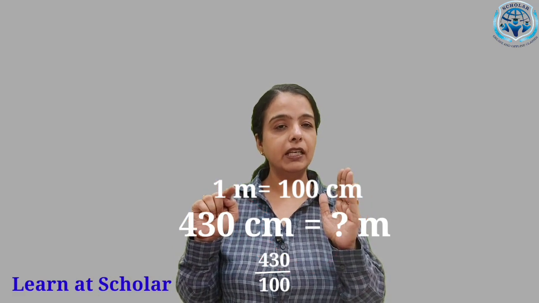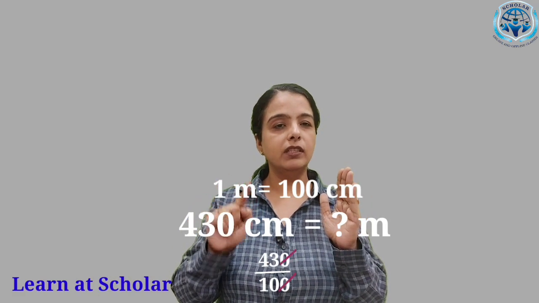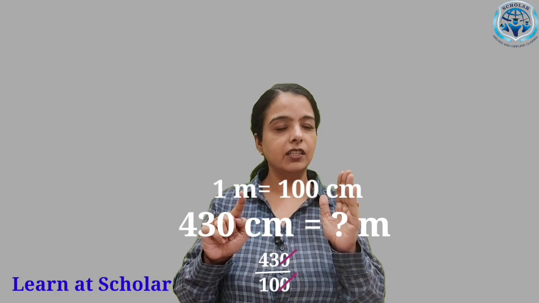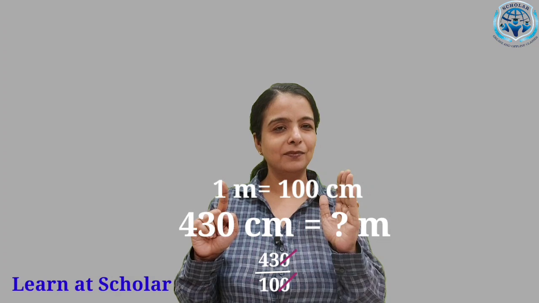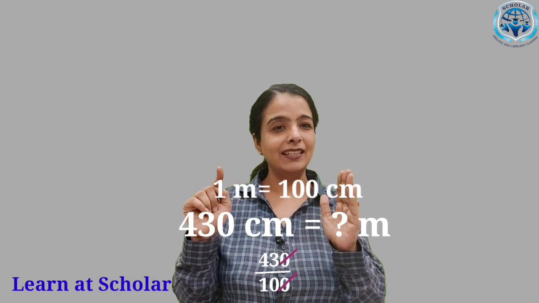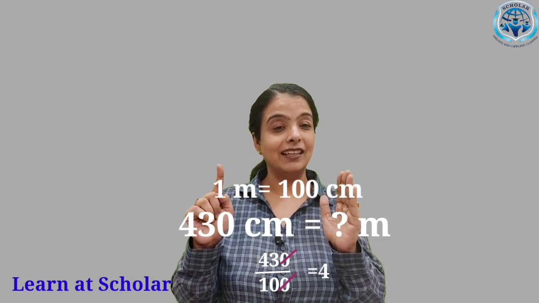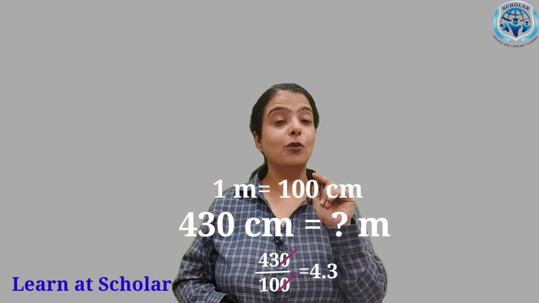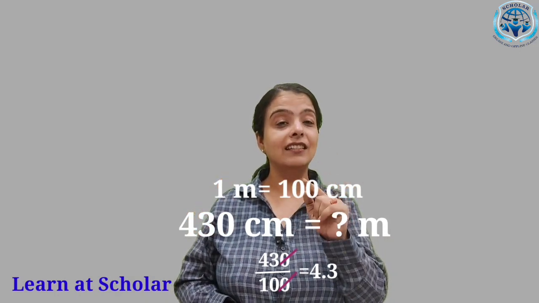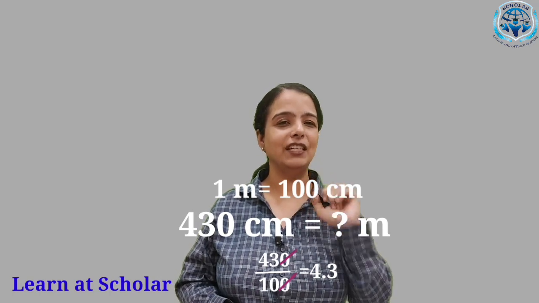Where will the decimal be placed? 0, 0 are cut. Now 1 zero is left in the denominator. So the decimal will be placed after 4 and before 3. That means one digit after the decimal. So in meter, the answer is 4.3 meter.